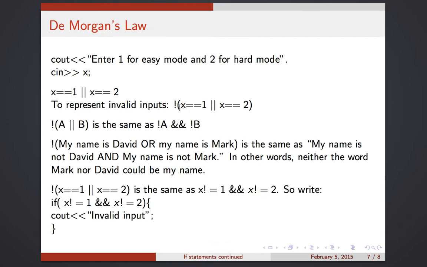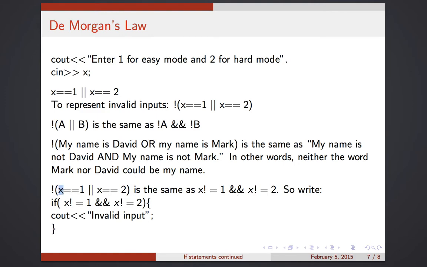So back to our example, what you'd like to tell the computer or the user, if they enter a 3 or a 7 or whatever, you want to tell them, please try again. So what you need is a way to represent this statement, the set of invalid statements, to have the computer check whether somebody entered something invalid.